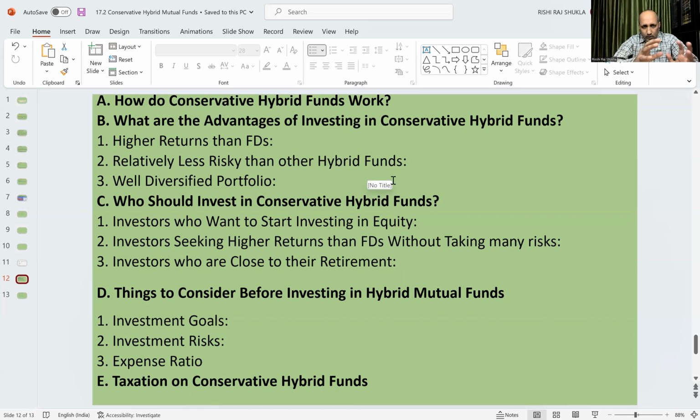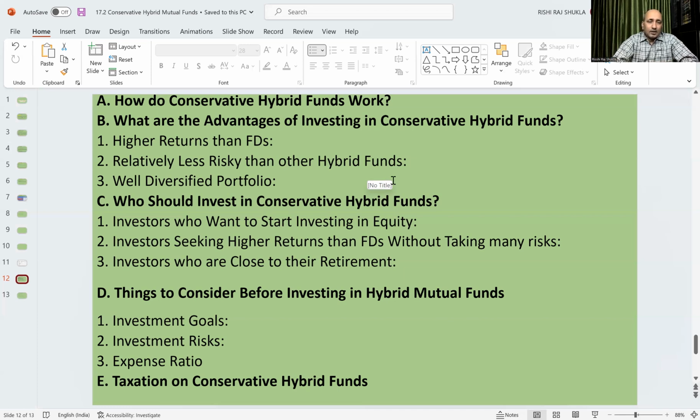I mean, this can be predicted, that in that time frame it will come, and then they look for this conservative hybrid fund, where they will get capital protection and, of course, a little bit extra than FD's return will be possible.